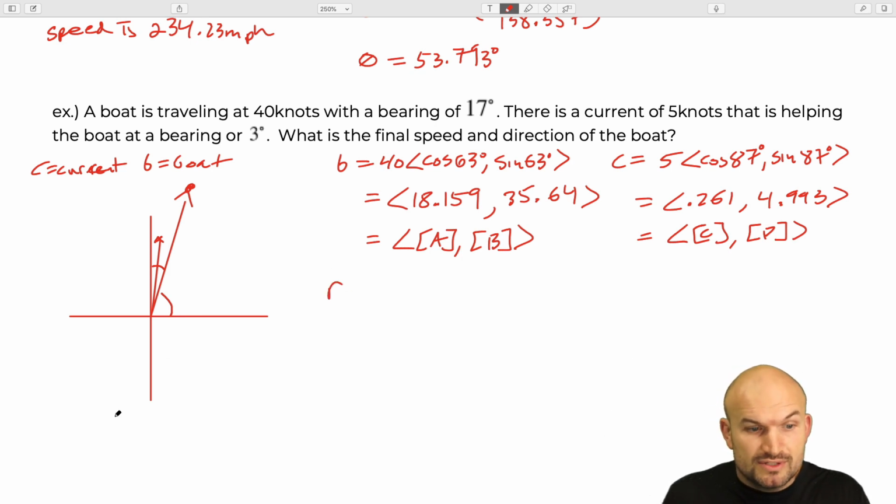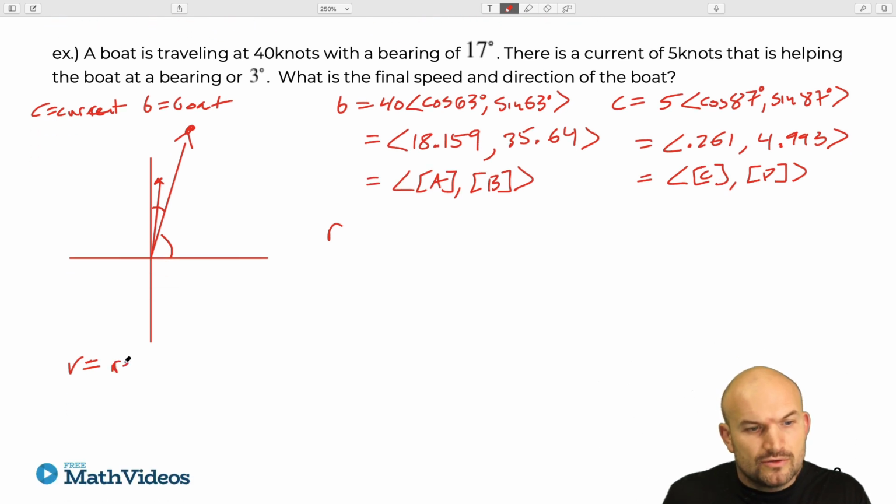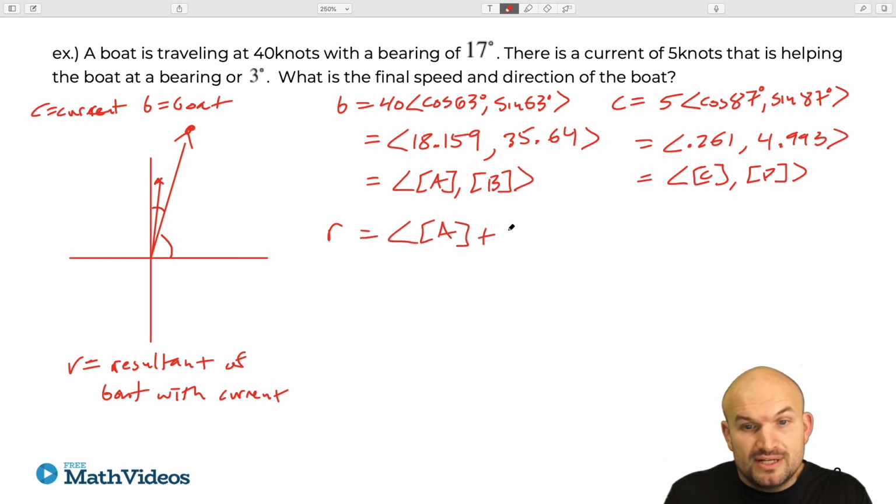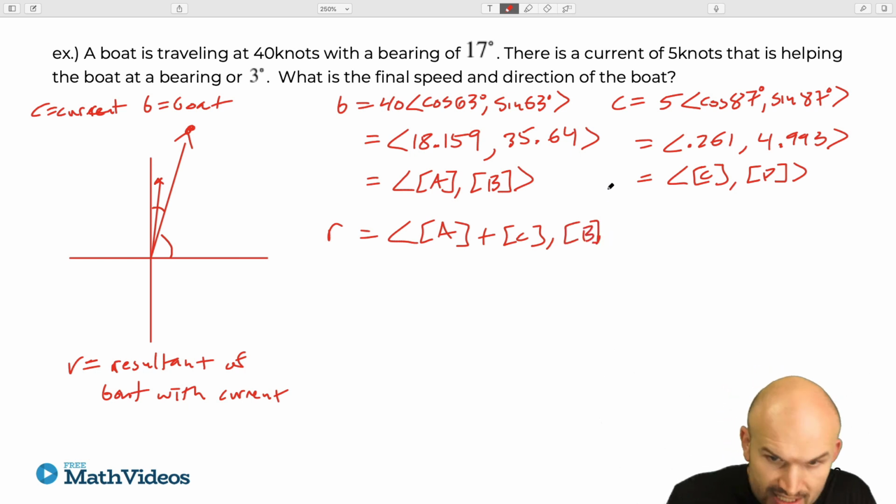The reason why is I want to find my final resultant vector, right? So R equals the resultant of boat with current. What that's going to do is you're just going to do alpha A plus alpha C, comma, alpha B plus alpha D.